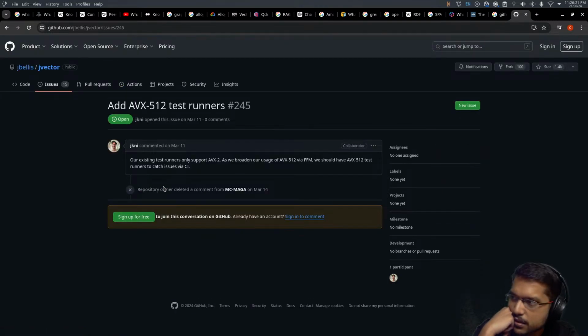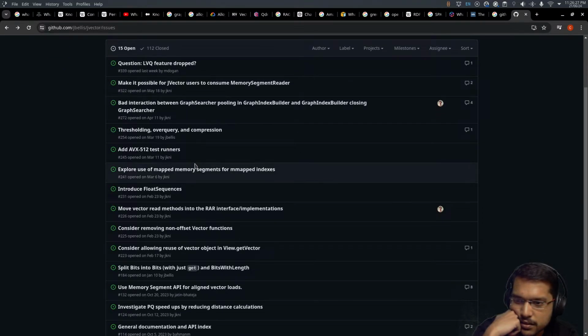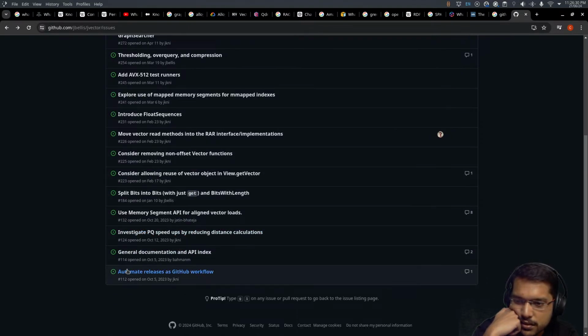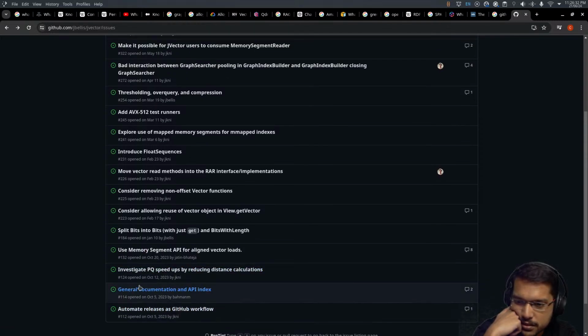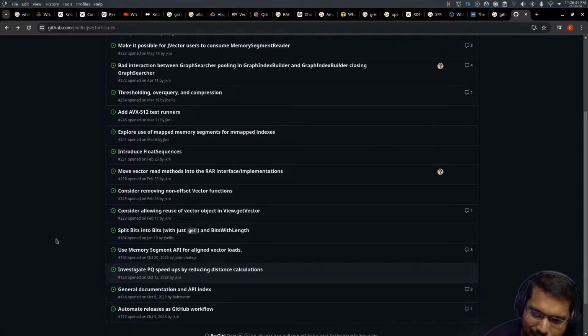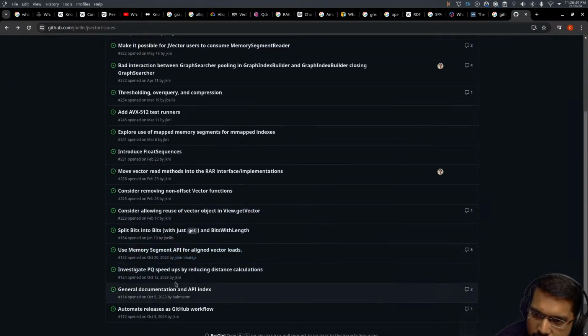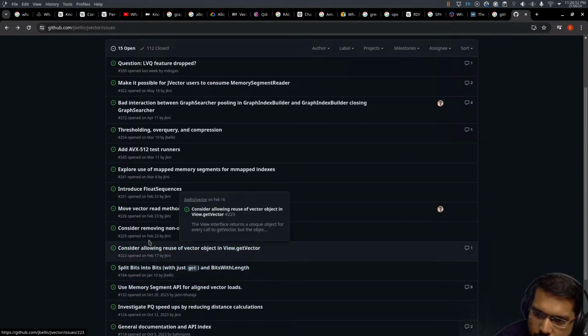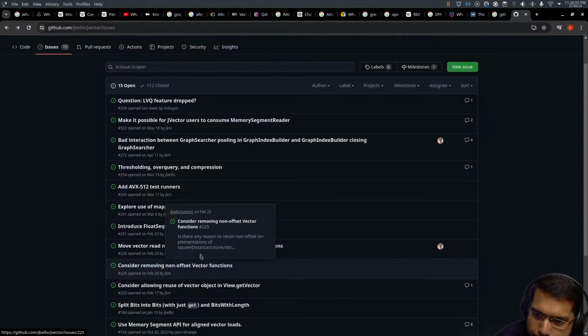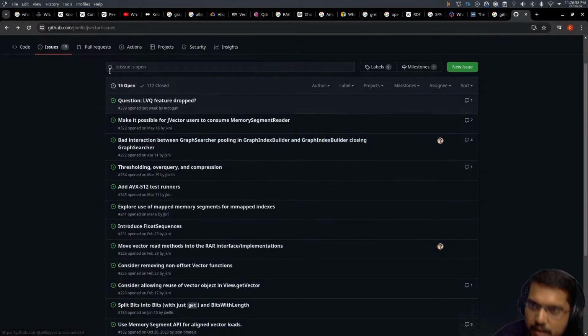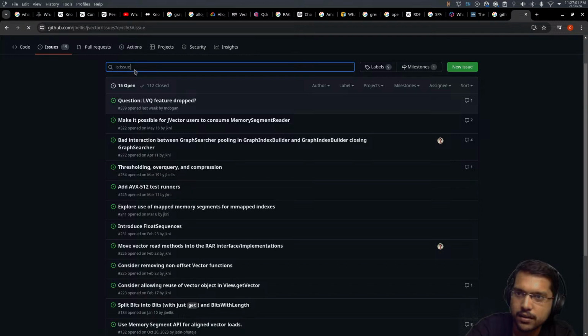AVX. I worked on some AVX. That automate release of GitHub workflow. Nobody cares about that. General documentation. Oh, this has been ongoing. Yeah, last time I was here it's the same thing. Yeah, investigate PQ speeds. Hey, this also is pretty old. I don't know why they haven't really looked at that. Yeah, I think from here is where I've kind of lost track. The closed ones.